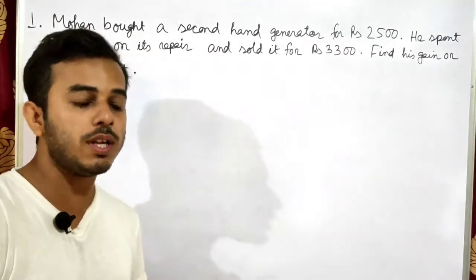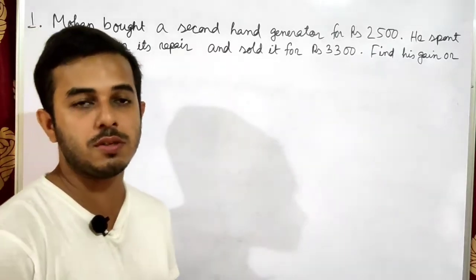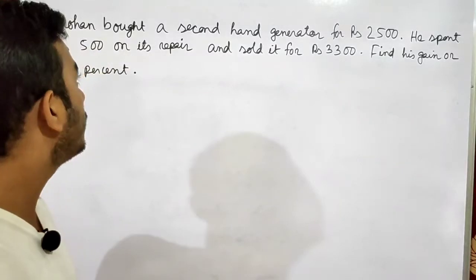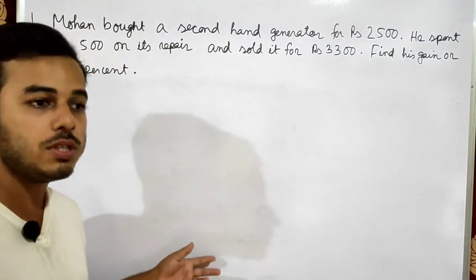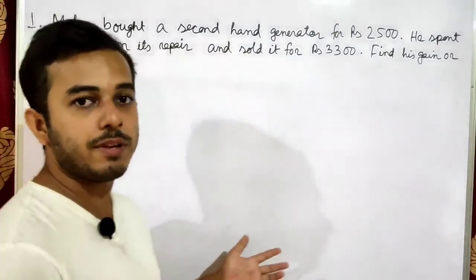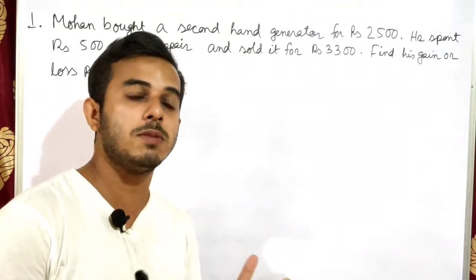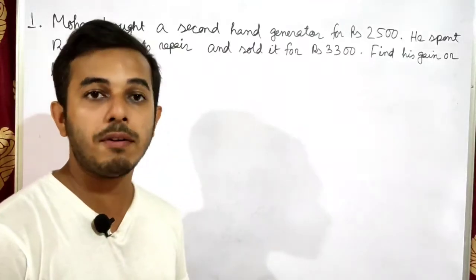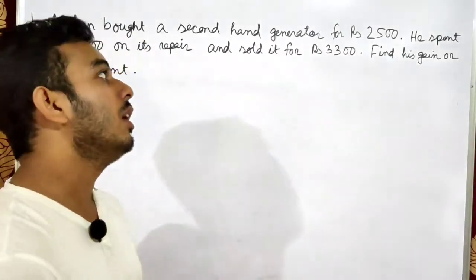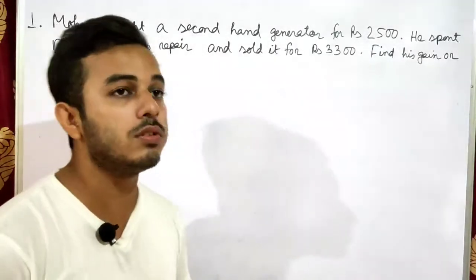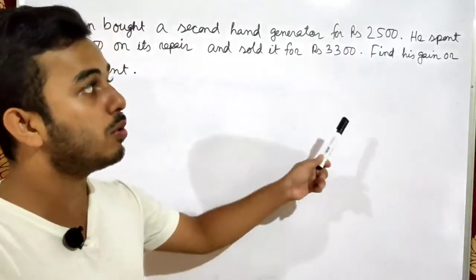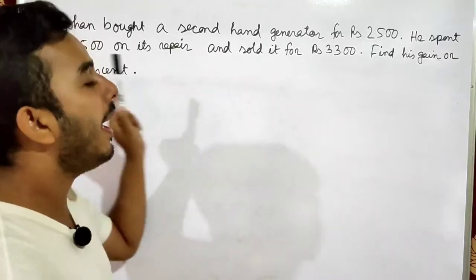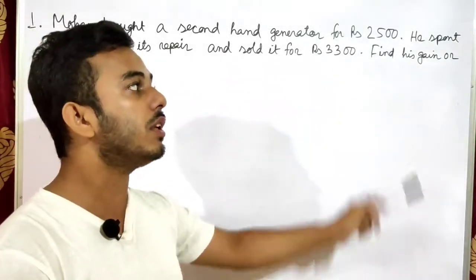Mohan bought a second-hand generator means an old generator, that is, he bought a generator from another person. And he spent rupees 500 on its repair. Since he bought an old generator, the generator must be damaged, so he spent rupees 500 more on its repair, and sold it for rupees 3300. He bought the generator for 2500 and spent 500 more on its repair, and then sold it for rupees 3300.